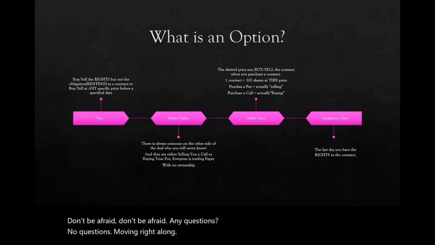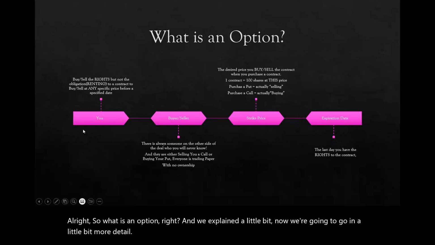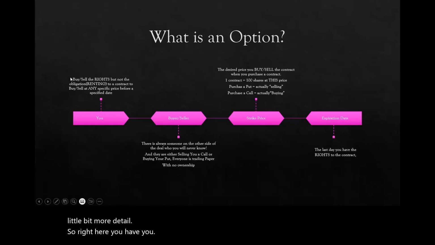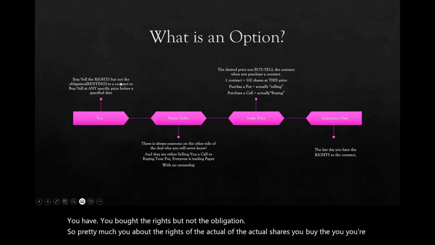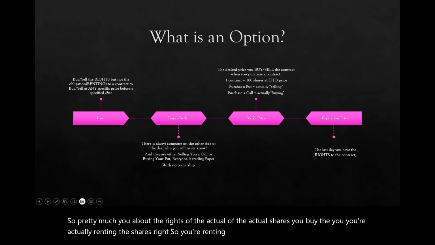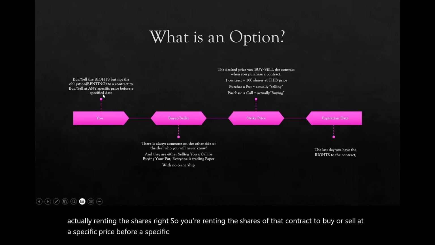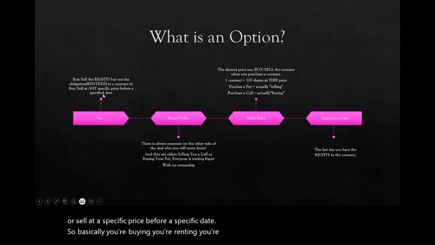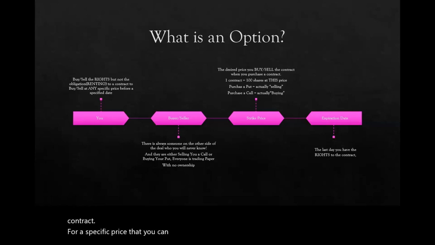All right. So what is an option, right? And we explained it a little bit. Now we're going to go into a little bit more detail. So right here, you buy the rights, but not the obligation. So pretty much you buy the rights of the actual shares. You're actually renting the shares, right? So you're renting the shares of that contract to buy or sell at a specific price before a specific date. So basically you're renting 100 shares at a time for each contract for a specific price that you can sell at any time before a specific date.